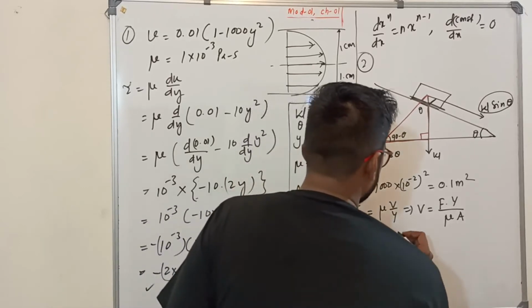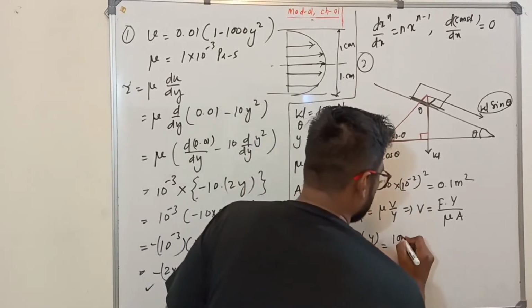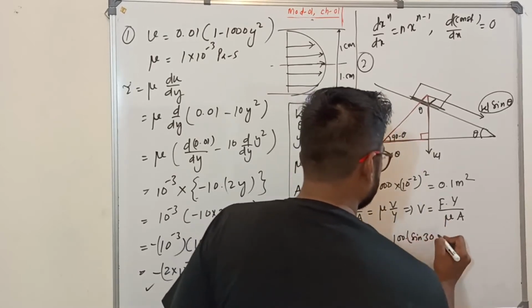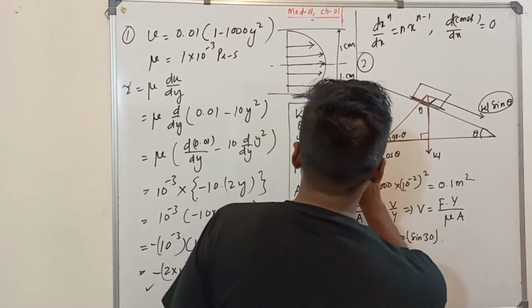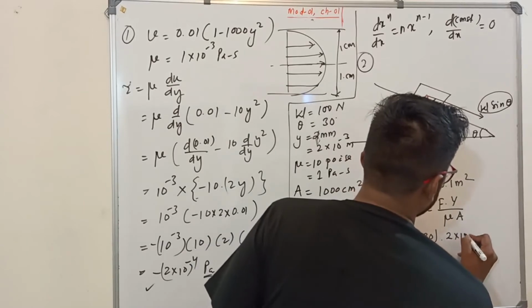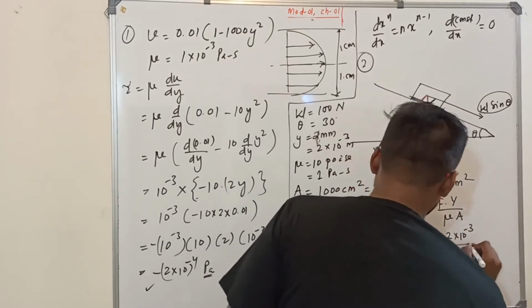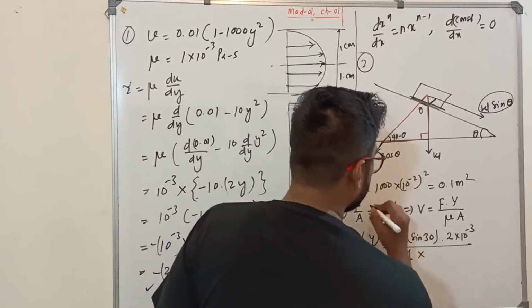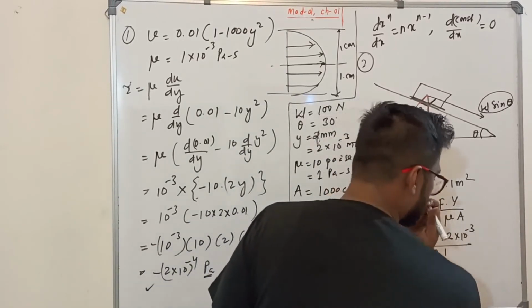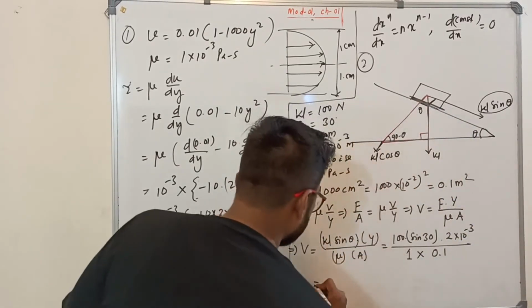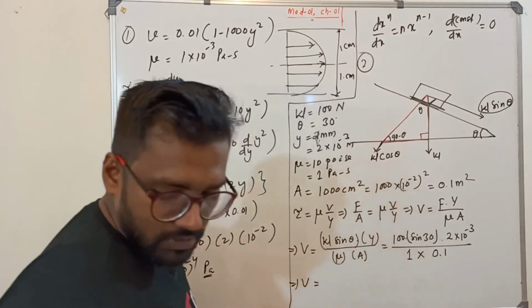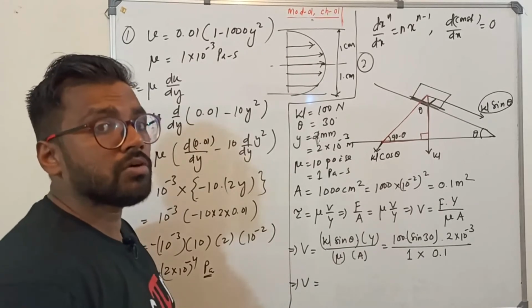Now put these values. W is how much? 100. So 100 into sin 30, into y. Y is 2 into 10 to the power minus 3, divided by mu, the viscosity, 1 Pascal second, and area 0.1 meter square. Now put all this and tell me what is the value of V. What is the value of velocity?